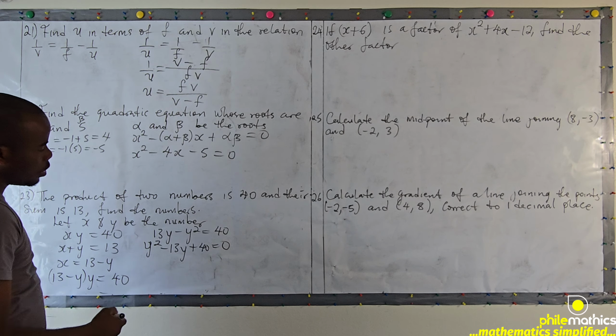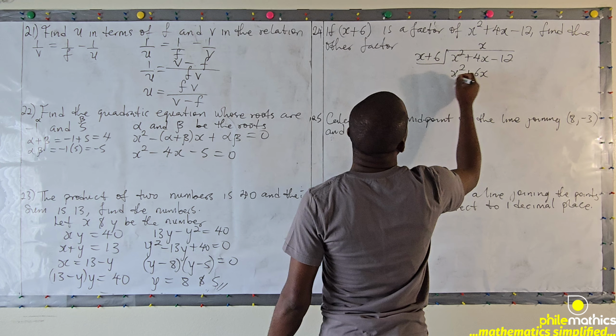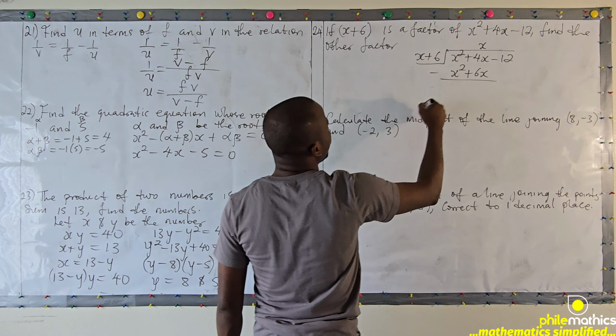Question 24 says if x plus 6 is a factor of x squared plus 4x minus 12, find the other factor. So what we can do here is divide that quadratic expression by this factor and then get a sense of what the other factor is. If we do that, x plus 6 into x squared plus 4x minus 12. x into x squared is x, x times x is x squared, times 6 is 6x. We subtract, this here is 0.